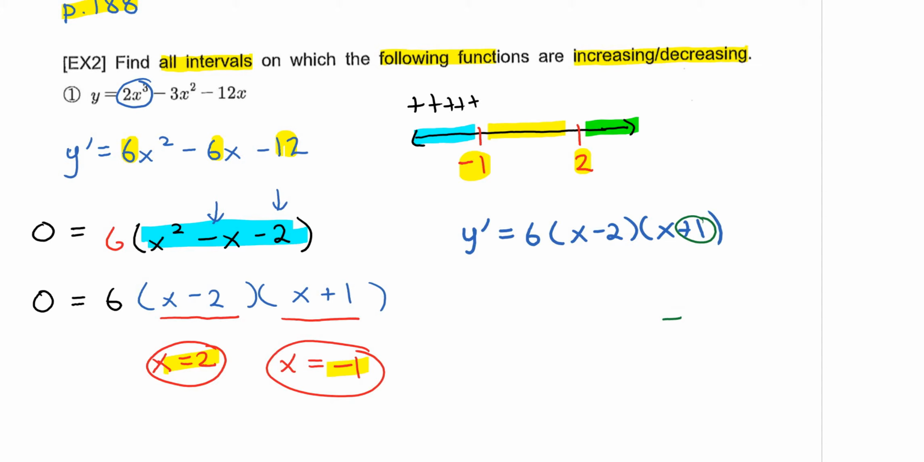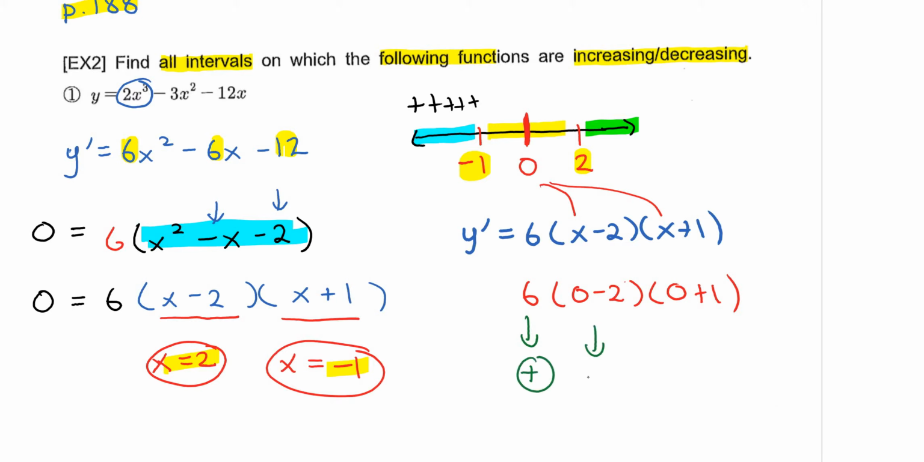Now in this yellow region right here, the obvious number that you should pick is probably going to be 0. So you're going to plug in 0 for all the x values here. Let me just erase this over here. Okay, so that's going to be 6, and then 0 minus 2, and then 0 plus 1. Now I don't care about the results, I just care that this 6 is going to be positive, this result is going to be negative, and this result here is going to be positive. So if I multiply all that out, the final result should be a negative answer. So that yellow region is going to be all negative.